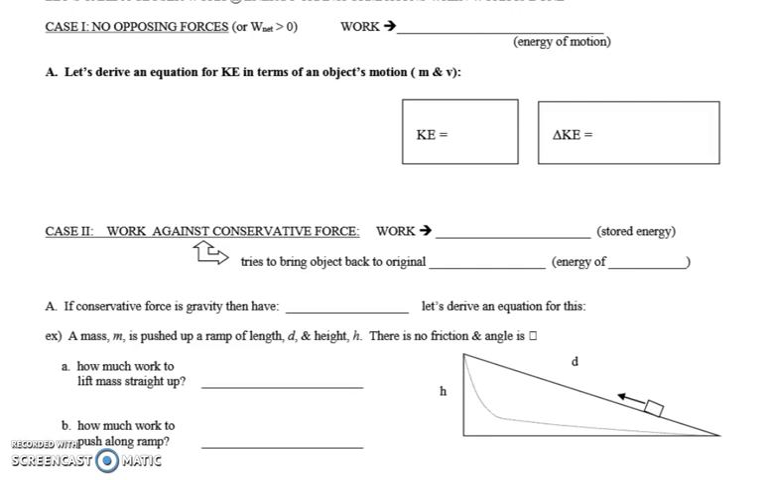Okay, so we're going to talk about what happens when you do work. All right, when you do work, there are three cases. You can have no opposing forces, you can have opposing forces that are conservative, and you can have forces that are non-conservative. So we're going to look at each of the three situations and figure out how to calculate the amount of energy you have and the type of energy.